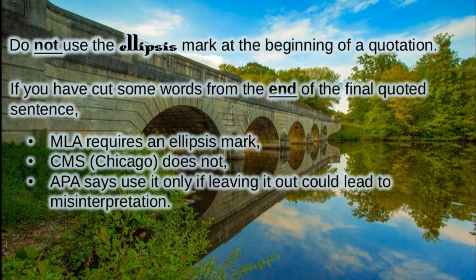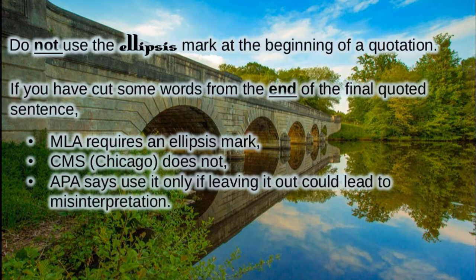Chicago does not. So if you're writing in history, they're like, APA says only if it could lead to misinterpretation. My best advice for you in general is think about who you're writing for. If you're writing for someone very strict, then just look it up, come back to kelli.ninja, click on the miscellaneous punctuation slideshow, hit that part, and there's your rules. Make a note of it somewhere, take a picture, whatever.